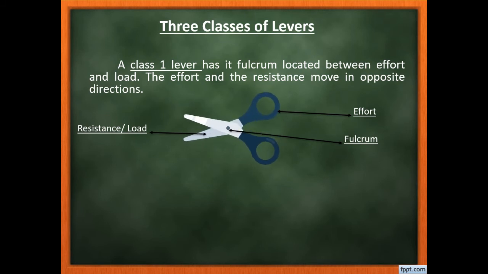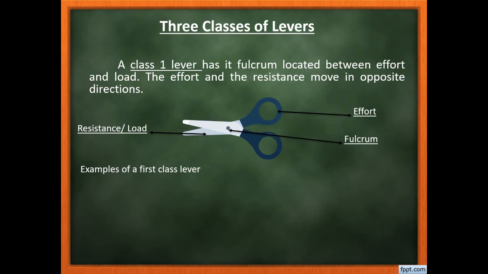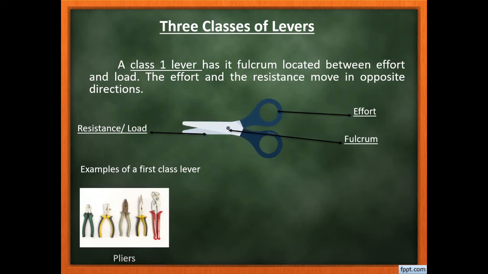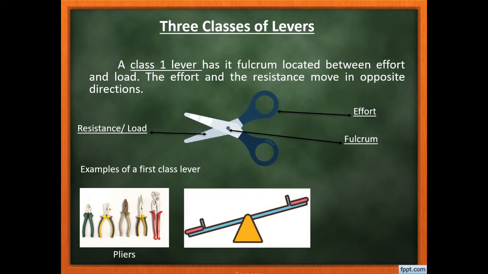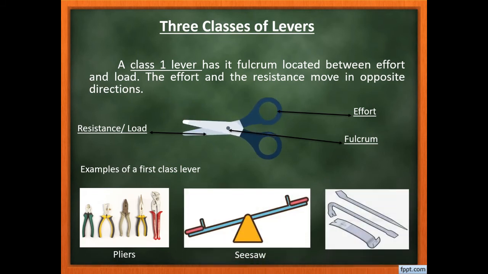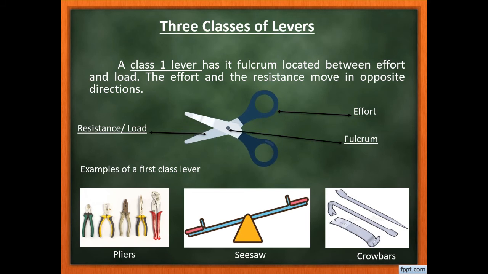A scissor is an example of a first-class lever where the fulcrum is the pivot in the middle, and the force or effort is applied with the hand at the end. And the blades of the scissor are the resistance or load. Examples of a first-class lever: we have pliers, seesaw, and crowbars.